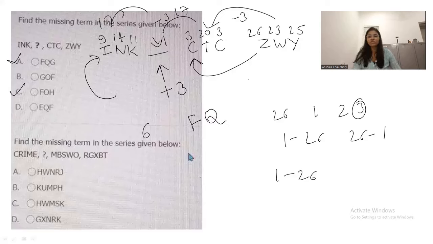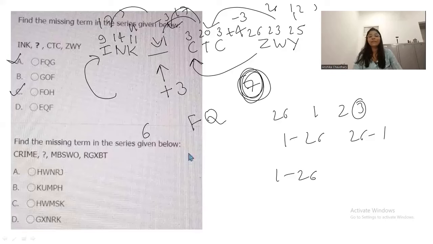Now FQ. Now for this, 25, and we are adding 4 to it. Now 26, 1, 2, 3. So we add 4 here. Again we will add 4 here. So what will we get? We will get 7. Again, 7 and 4 will become 11. So at the place of 7, what is it? 7 will be G. So FQG. So option number A will be the correct answer over here.